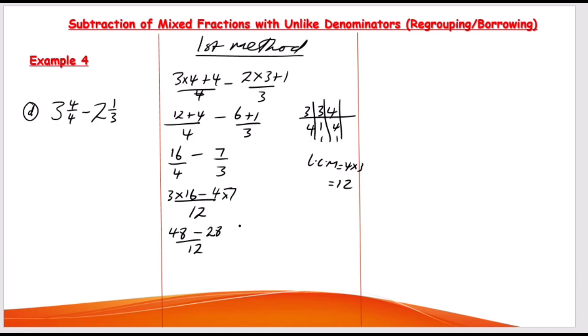Now 48 minus 28, that's going to give me 20 over 12. Now we can still simplify further by dividing by 4. 4 can go in 20 and also go in 12. So 4 in 20 is 5 over 4 in 12 is 3. So this is our answer in fraction.